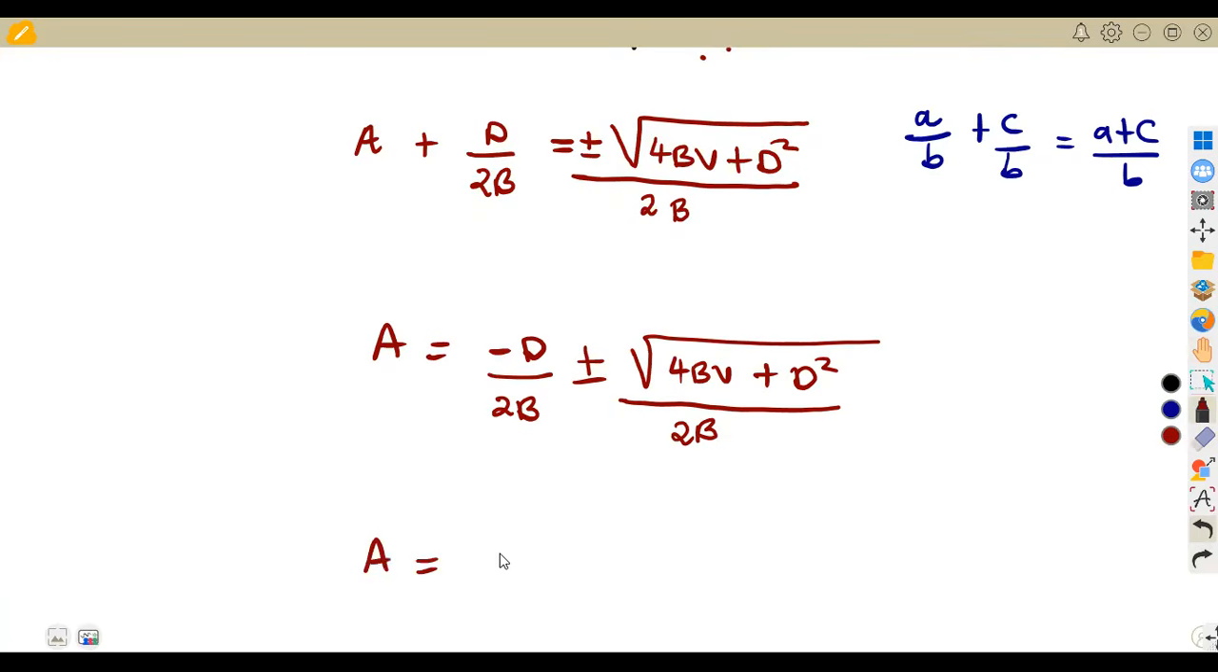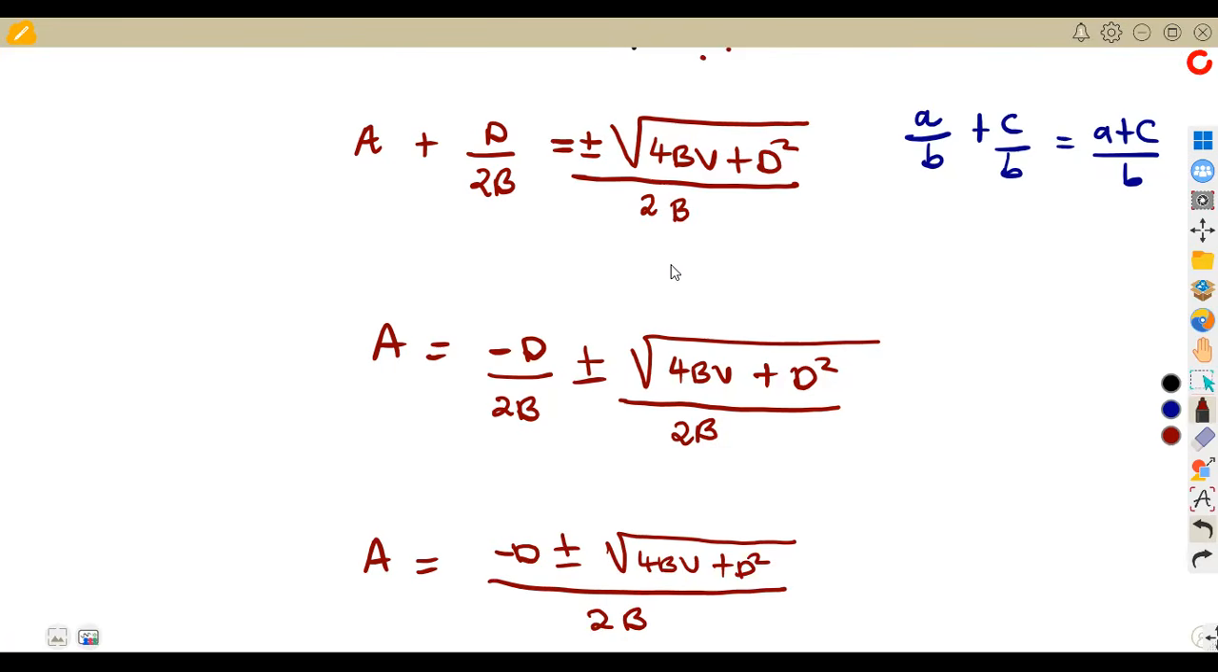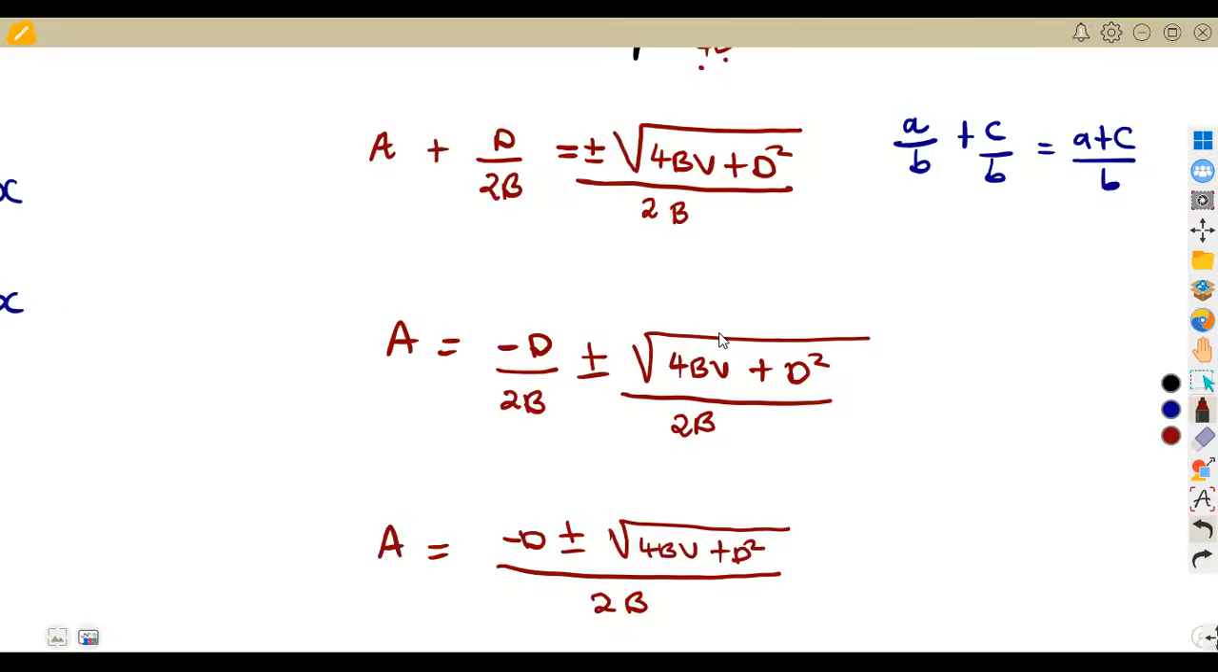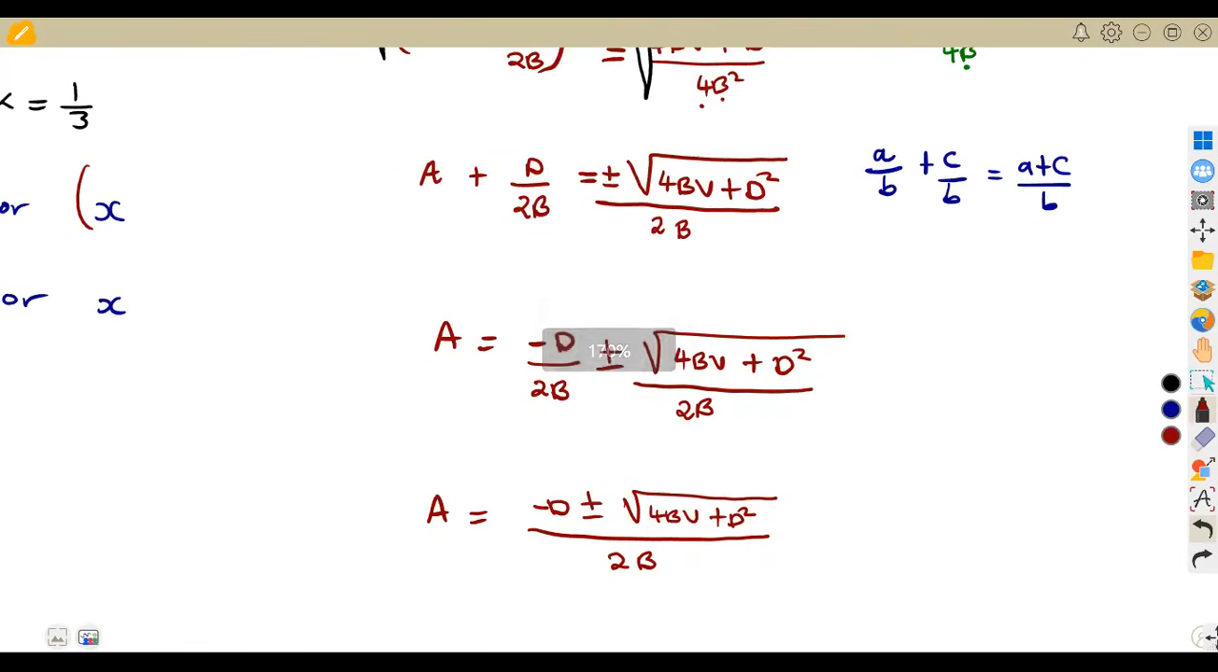So I'm going to combine everything. So a is going to be equal to minus d plus or minus the square root of 4bv plus d squared, everything now over what? Everything over 2b. So we can make a the subject, considering what? Completing the square method. So guys, there are different ways, as we can see, of solving these typical questions.